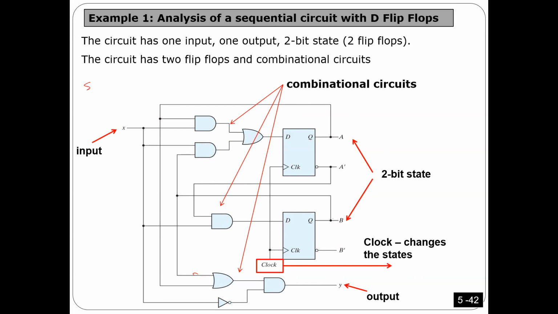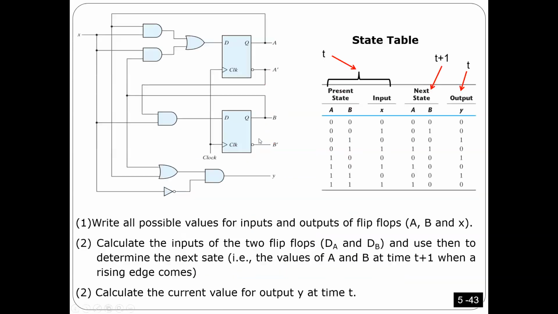But here, number one, I'm not going to call it a truth table. I'm going to call it a state table. So if you look here, that's what I'm going to explain to you now. So in order to analyze this one, instead of making what we said before, truth table, I'm going to call it a state table. So as you see here, in the state table, I put the flip-flops A and B.